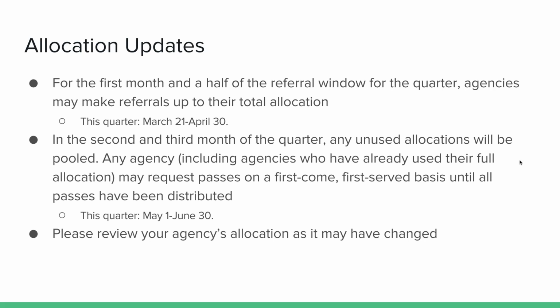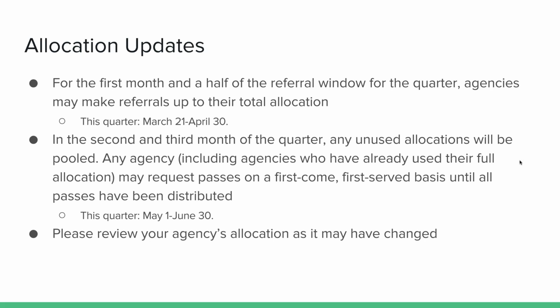So going back to the allocation changes, for the first month and a half of the referral window, you can make referrals up to your total allocation. For this coming quarter, that's going to be the time period of March 21st through April 30th. After that, in the second and third month of the quarter, any unused allocations will be pooled, and any agency can request a pass on a first-come, first-served basis until all of the passes have been distributed out to clients.